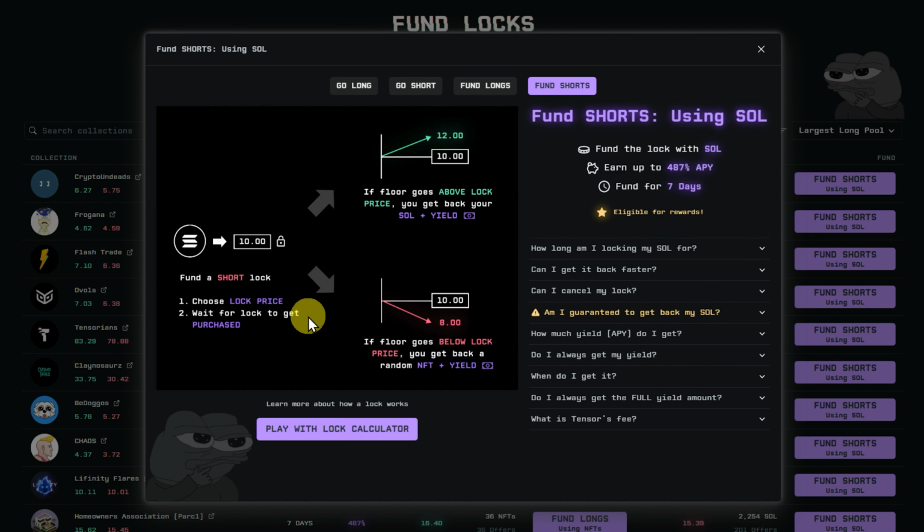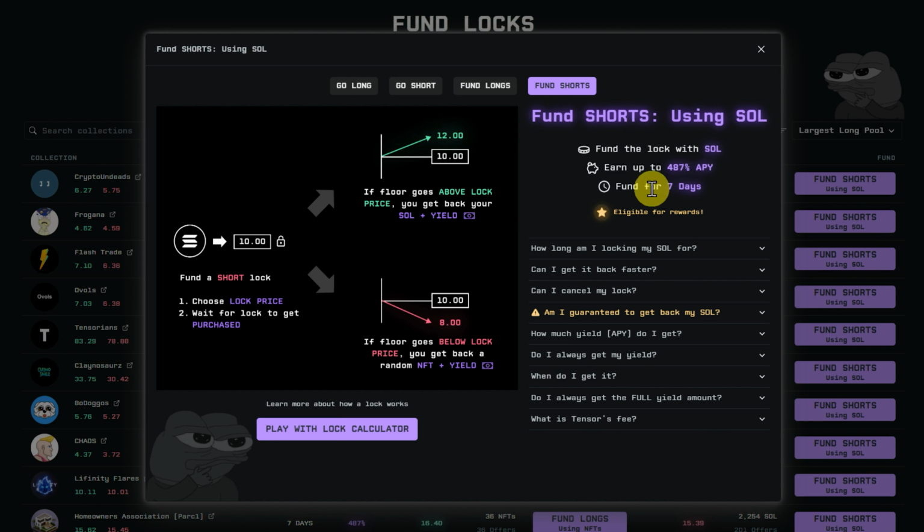Funding a short lock: choose a lock price, wait for the lock to get purchased. If floor goes below lock price, you get back a random NFT and yield. If floor goes above lock price, you get back your Sol plus yield. So quite often, this would be the better option. However, what funding shorts basically allows us to do is gain exposure to a collection. I'll show you how to do it, then I'll give you more information.